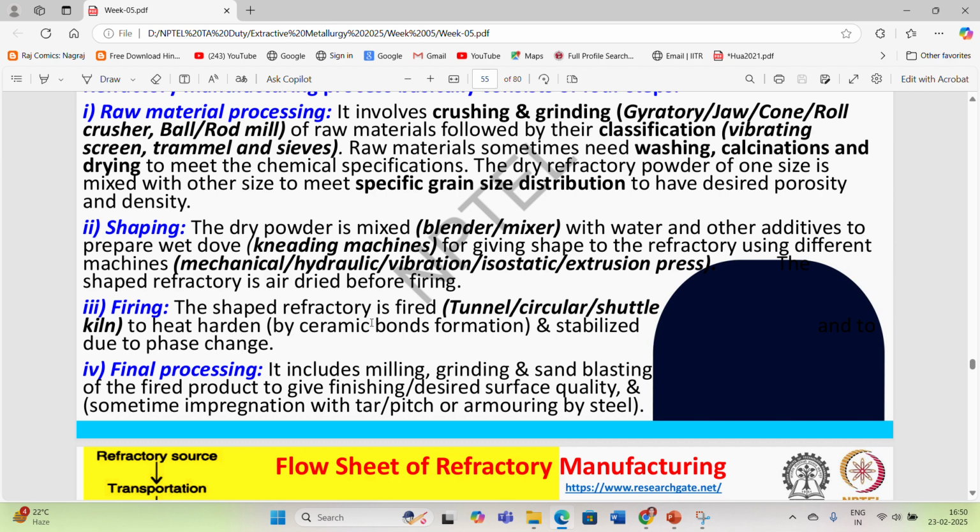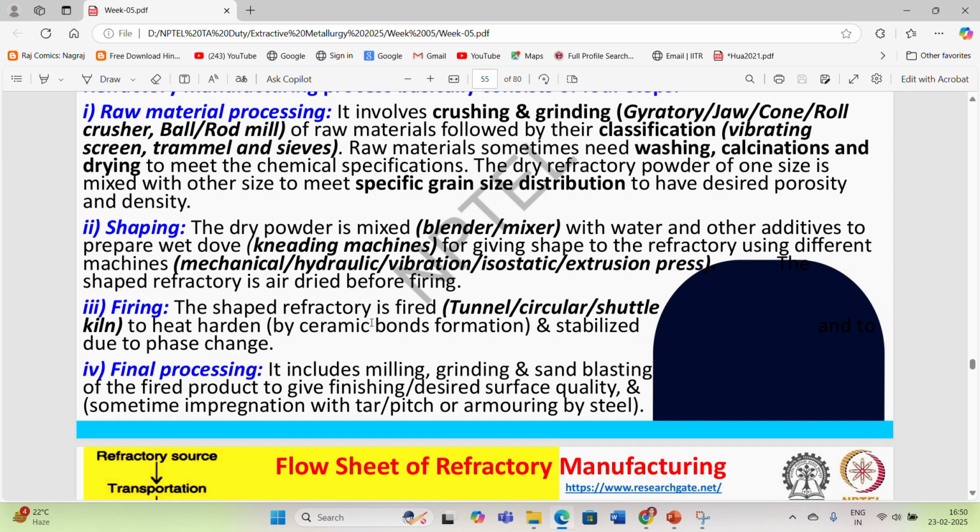Then we generally go with the firing operation. The shaped refractory is fired to heat, harden, and stabilize it due to phase changes. During this firing operation, there will be some phase changes in the refractory materials due to the mixing of the different types of raw material. They are going to get combined with each other, and then we get our final refractory material.